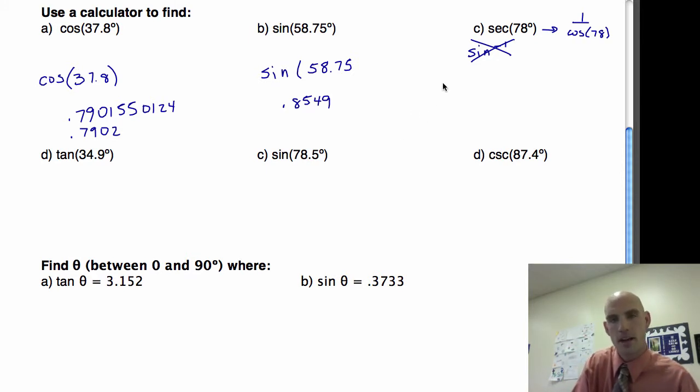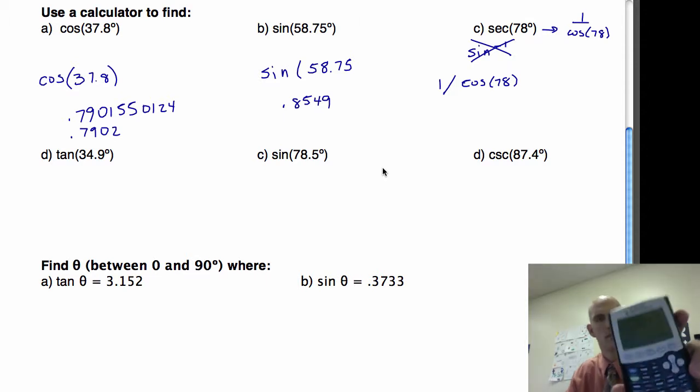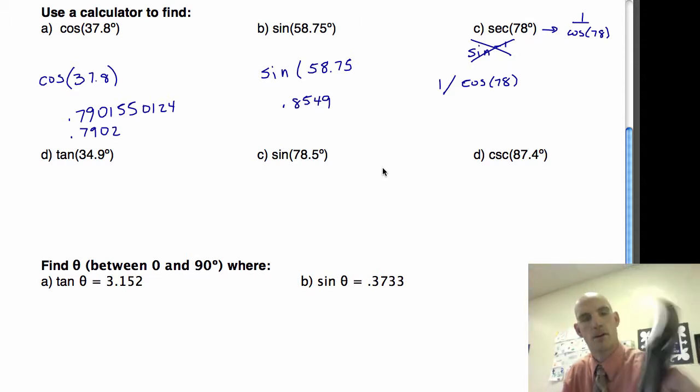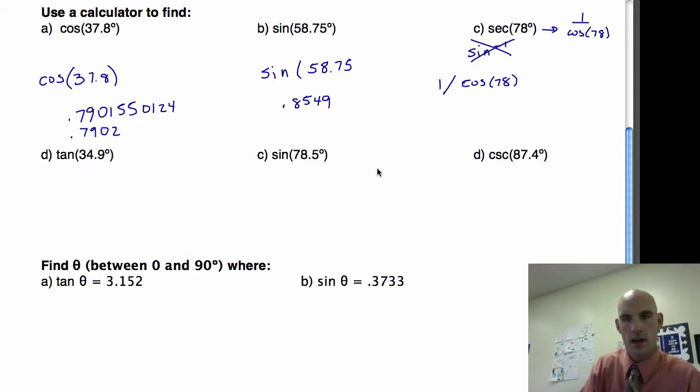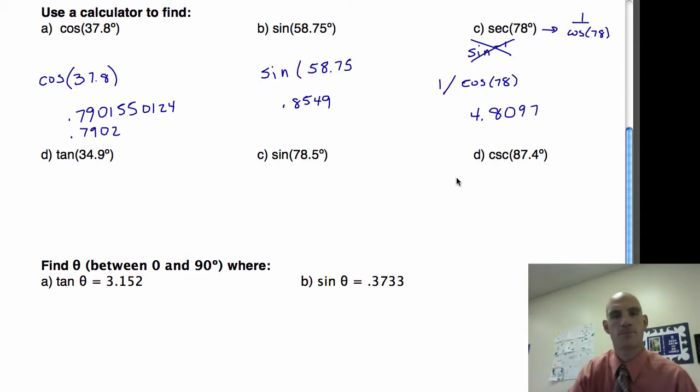So when I type this into my calculator, I'm actually going to type in 1 divided by cosine 78. Because it's at the end of the expression, you don't necessarily have to close it. So when I do that, 1 divided by cosine of 78, I'm going to get 4.8097. Okay? All right, go ahead and try these 3 on your own.